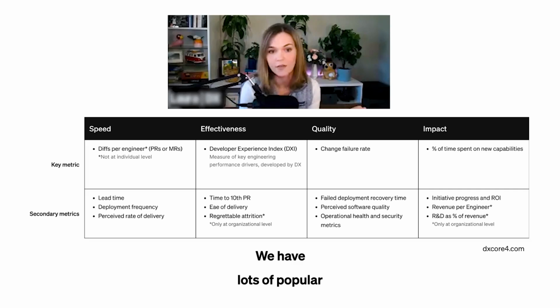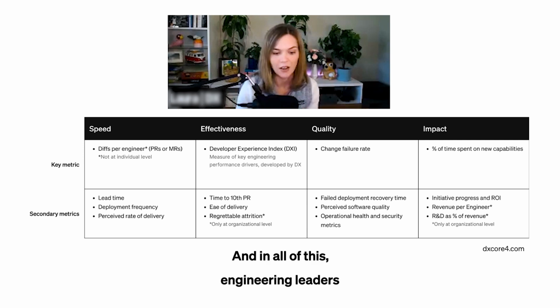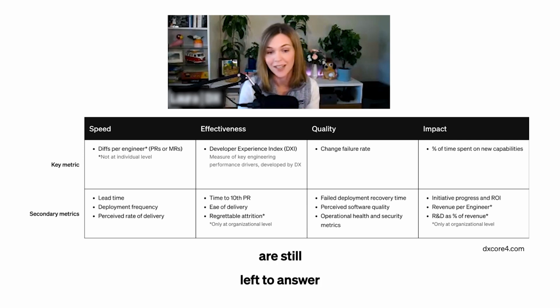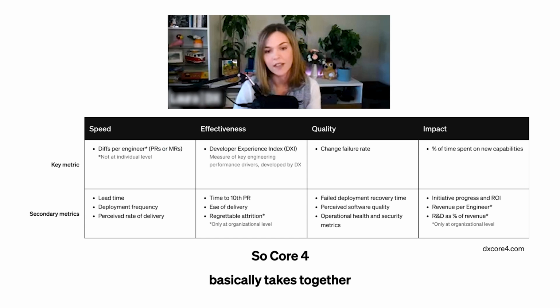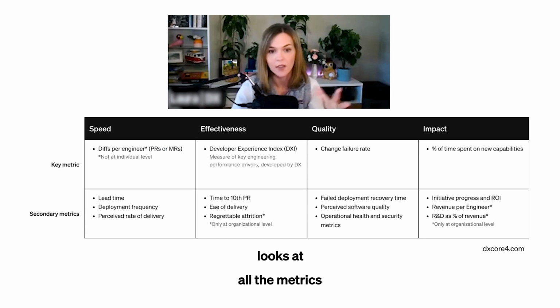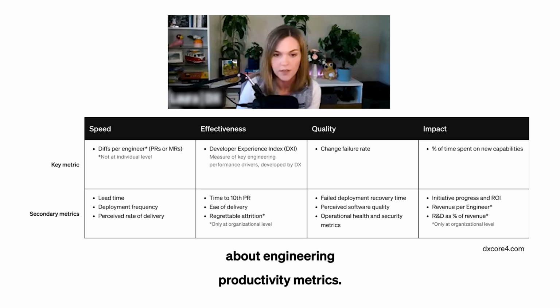We have lots of popular metrics frameworks out there. Some of you are using DORA. We have Space Framework, there's DevEx. And in all of this, engineering leaders are still left to answer the question for themselves, what metric should I actually pick? So Core 4 basically takes together DORA, Space, DevEx, looks at all the metrics that are out there and just puts it together in a simple unified framework that you can start using pretty much off the shelf and feel confident that you have what you need, what matters most when you walk into conversations about engineering productivity metrics.